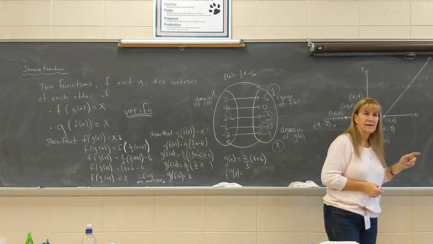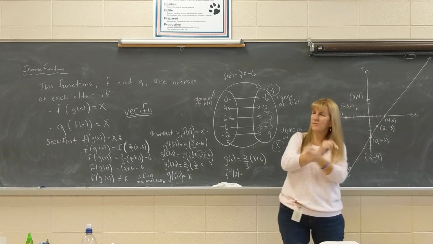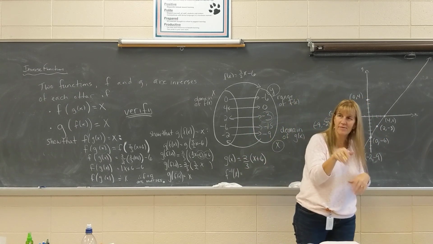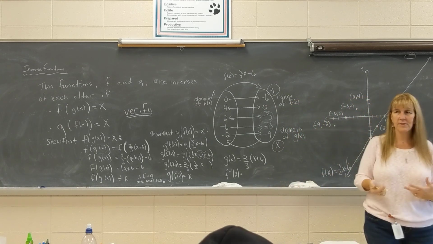Because the ranges are switched when you inverse the function. When you inverse the function, the domain and range switch. So everything that was true about your x's is now going to be true about your y's. Everything that was true about your y's is now going to be true about your x's, and they go back and forth like that.